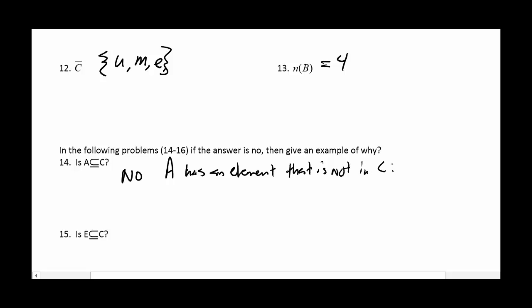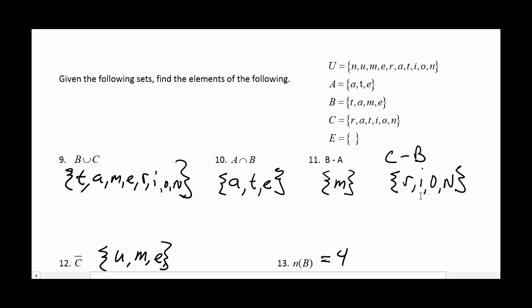Okay. Is E a subset of C? Well, actually, E is the empty subset. So even though there are letters in C, when I start looking at C as different subsets that I could break C up into, an empty set is an option. You can always have nothing there.